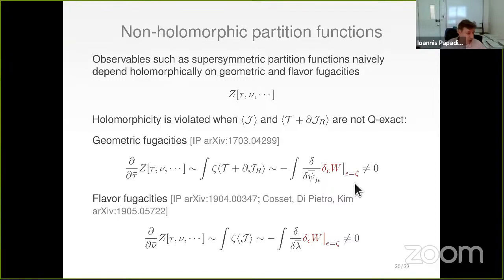So this can be non-zero even on a background that is purely bosonic, with non-zero bosonic fugacities, because this anomaly is linear in the gravitino, in the fermionic background, and here we have a derivative with respect to the gravitino. And similarly, the same applies to flavors. So when we take the derivative with respect to nu bar, a flavor fugacity, again we bring down the flavor current, and then the same thing happens. So we saw that this is not Q exact, again due to the anomaly. So that's the main consequence, and as a result, these anomalies break the holomorphicity of the partition function.